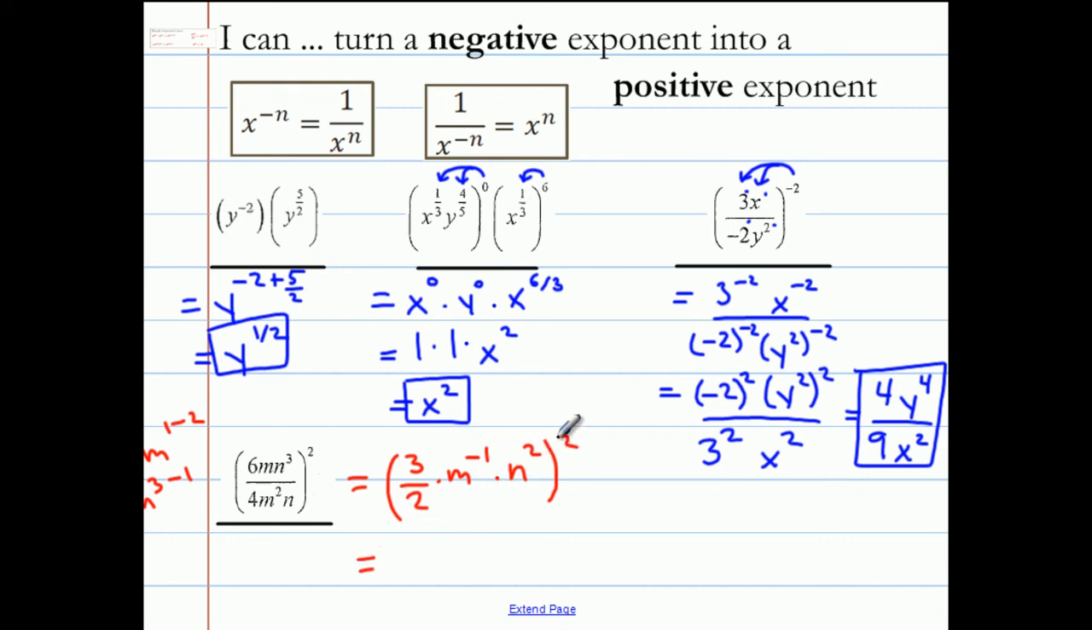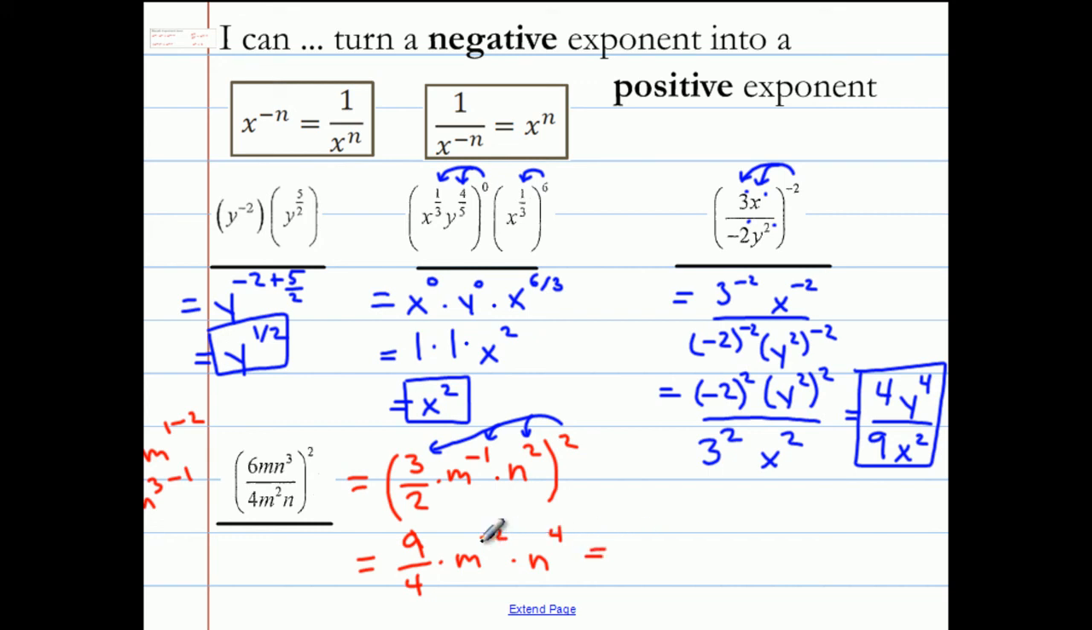So 3/2 will have the squared applied there. So we'll have to distribute that there, to that exponent, and also to that exponent. So 3 squared turns out to be 9, 2 squared is 4, m to the minus 1, so minus 1 times 2 is minus 2, and n squared squared is 2 times 2, 4.